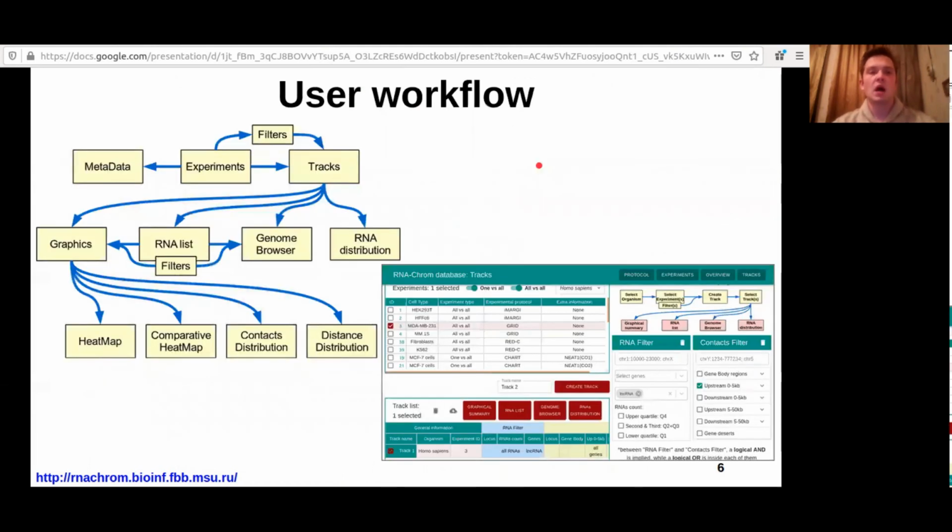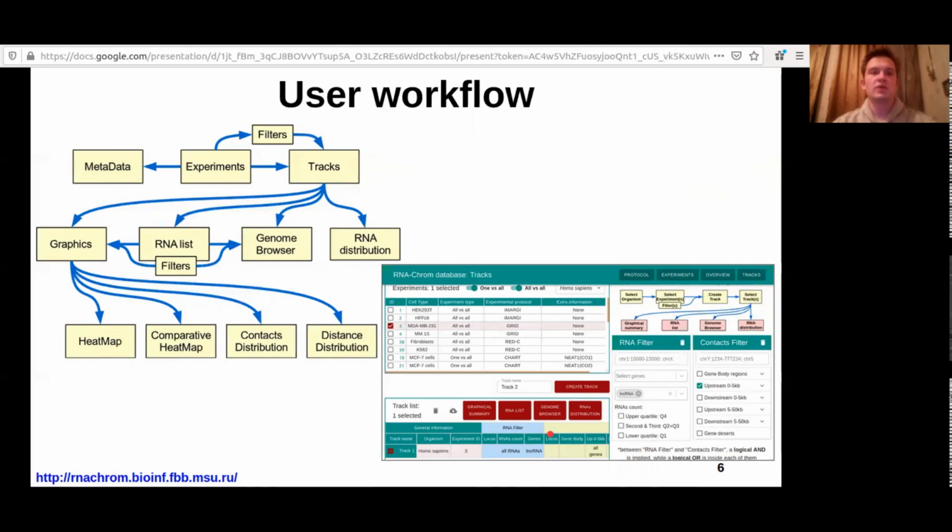How does our service work? First of all, the user has to select a model organism, then the experiment or experiments of interest. Then select the RNA and contacts filter. For example, select lncRNA that contacts in upstream regions of genes. After that, create a track of contacts, which will be displayed in the track list with a full description.